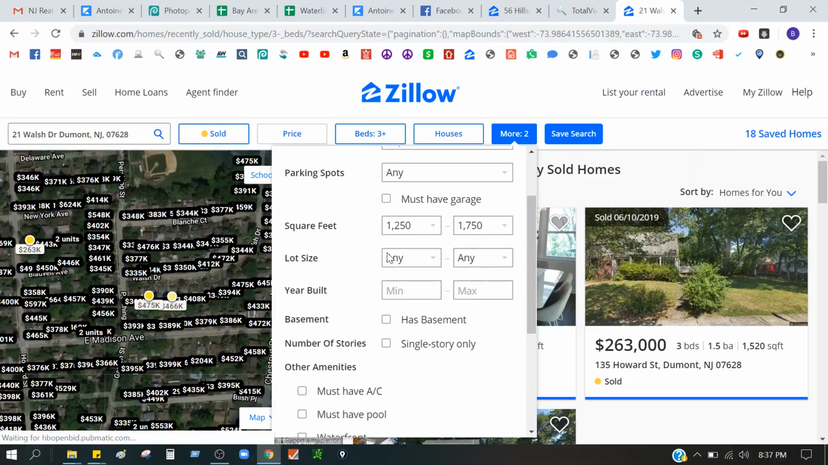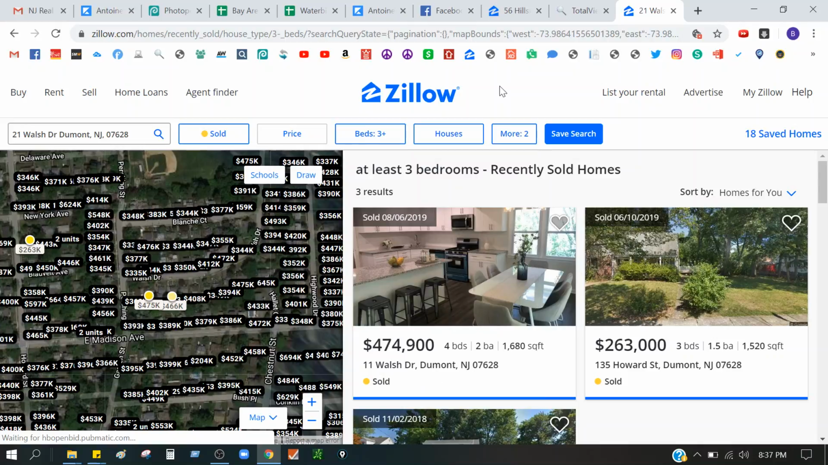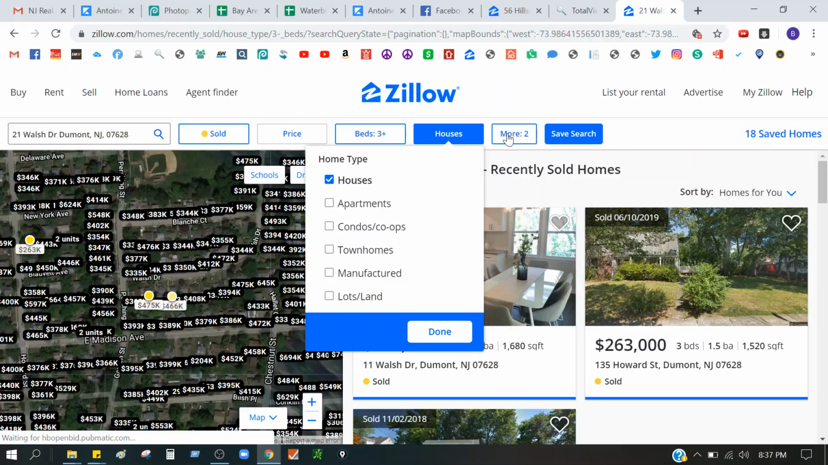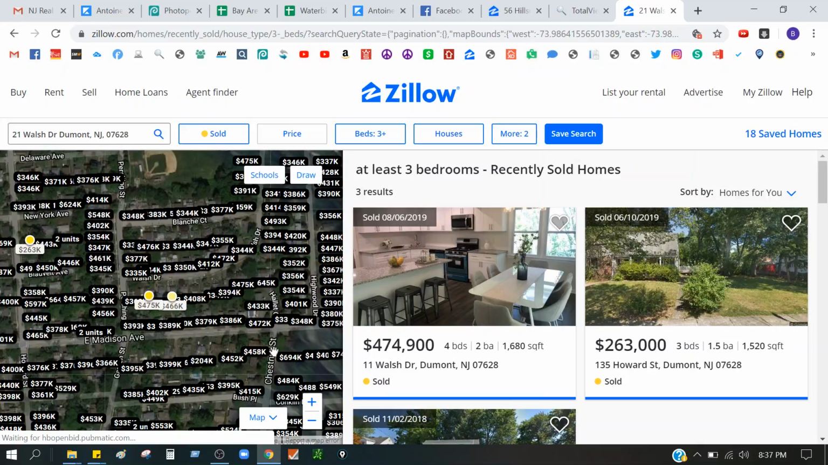So when that search is in effect, you don't even really need to do, you see over here, you could do bathrooms too, but I don't care about the bathrooms. So basically, you could see in the last 6 months, this one sold for, this is Dumont, it's 466. This one sold for 475. This one sold for 475. 4 bedroom, 2 bath, 1,600 square feet. 3 bedroom, 3 bath. Okay.